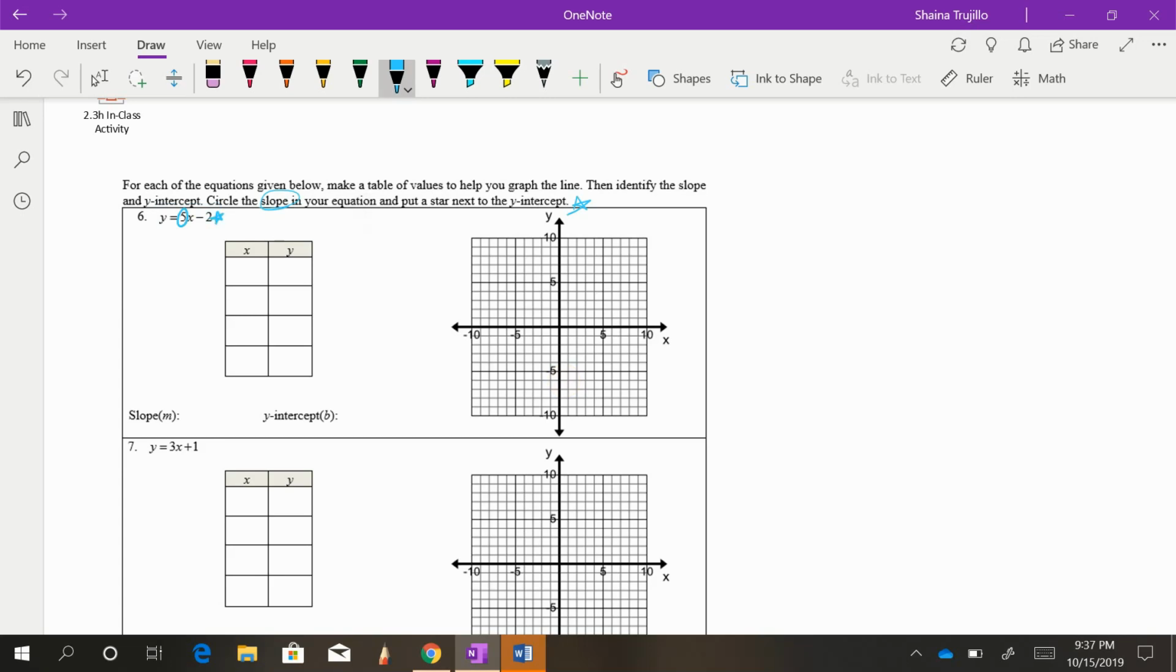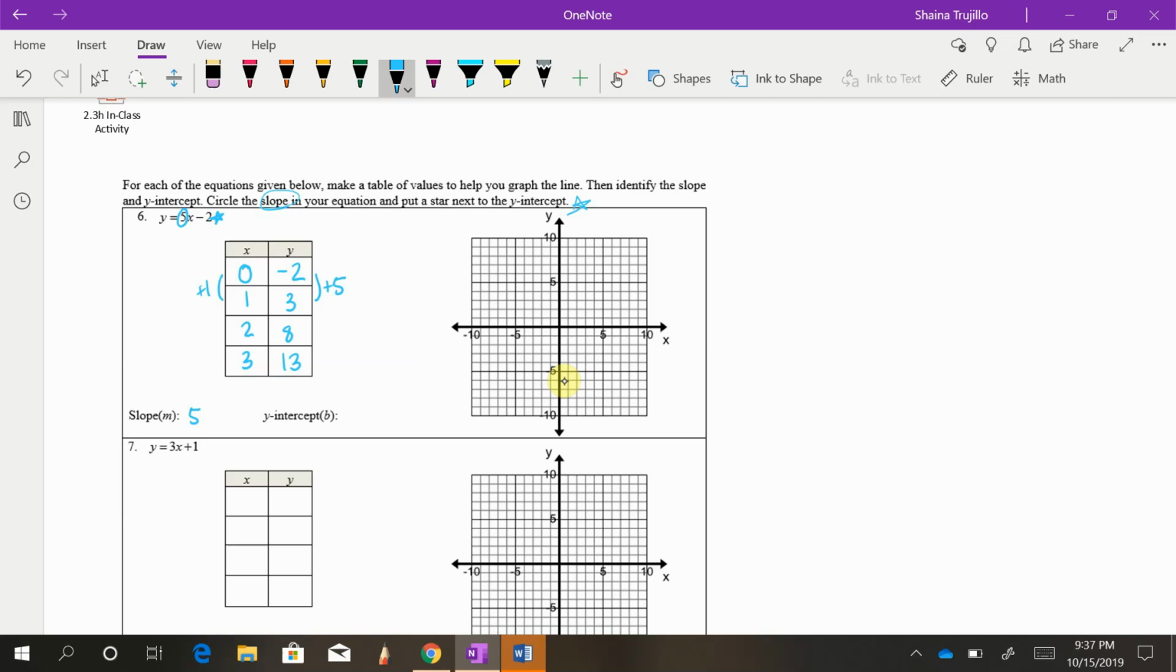So how do we put this in a table? Well, we know that when x equals 0, y is going to start at -2. Now our slope just means that we go up 5 for every 1 on our x. So each time we're going to go up by 5. So -2 plus 5 is 3. We can keep going up by 5. And we're going to use these points right here to help us graph.